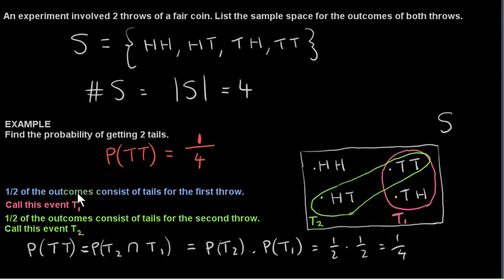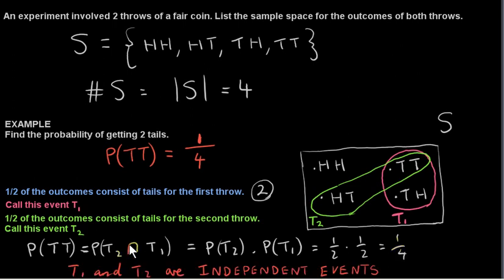Another way we can look at this is to say that half of all the outcomes consist of tails for the first throw. Well, there are 4 outcomes. So 2 outcomes consist of tails for the first throw. And half of these outcomes consist of tails for the second throw. Well, half of 2 is 1. So we have 1 outcome out of 4 that consists of tails for the first throw and tails for the second throw. So half of those outcomes that consist of tails for the first throw will consist of tails for the second throw. So we've half of a half, or a quarter of all the outcomes, consists of tails for both throws.